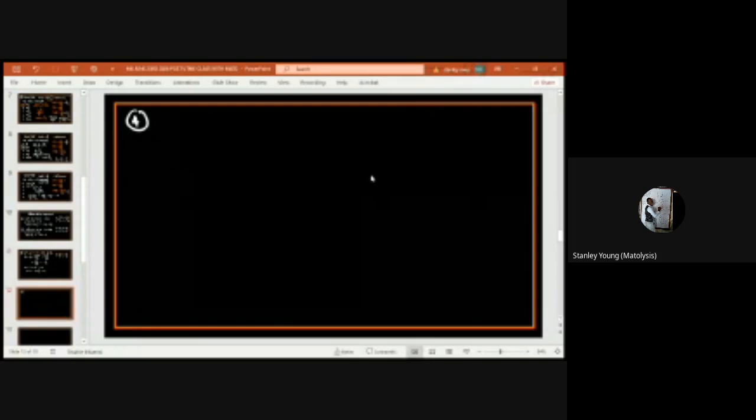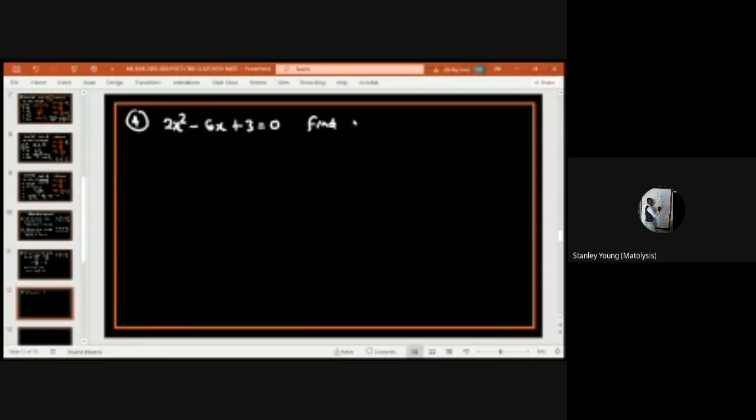That takes us to the next question, which is question 4. The question gave you 2x squared minus 6x plus 3 equals 0, and wants you to find alpha squared plus beta squared, giving us options 3, 6, 9, and 12. Share your solution with me. What did you get for this? I got 9. Okay, you got 9. Okay, let's find out.